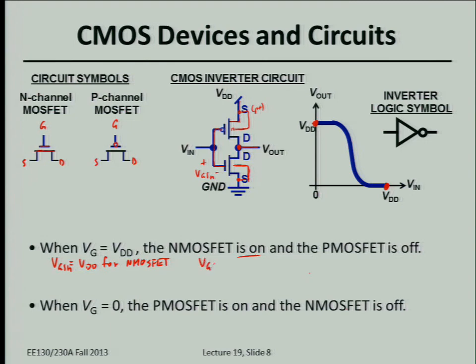What is VGS for the PMOSFET? 0. That's right. So if the input is high, then the difference between the gate and the source for the PMOS is 0. Right? So the PMOSFET doesn't have any negative gate voltage applied relative to the source, so the PMOS is off.